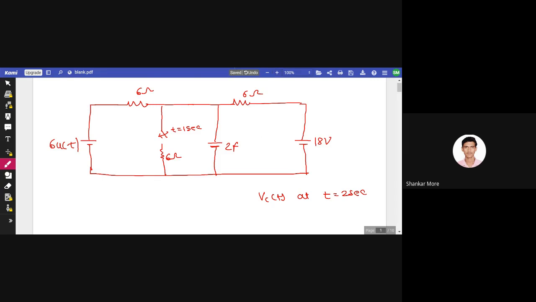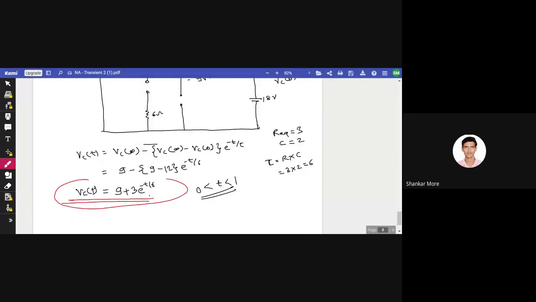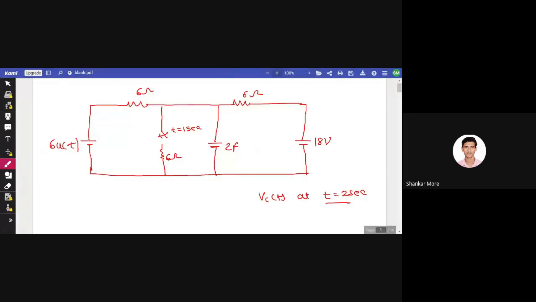So here this formula is not applicable. This formula is applicable only when the value of t is between 0 and 1. Only then this formula is applicable. So we need to find a different formula to calculate the value of Vc of t at t is equal to 2 seconds.